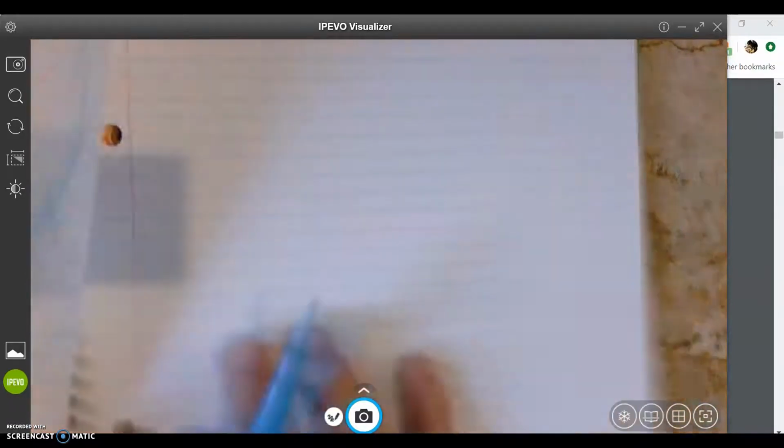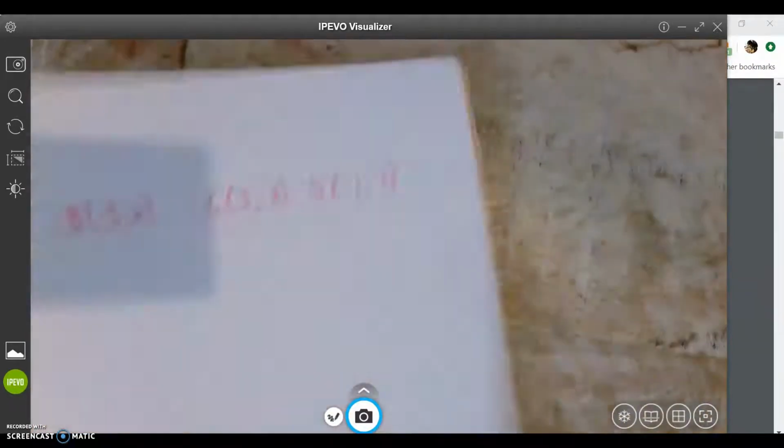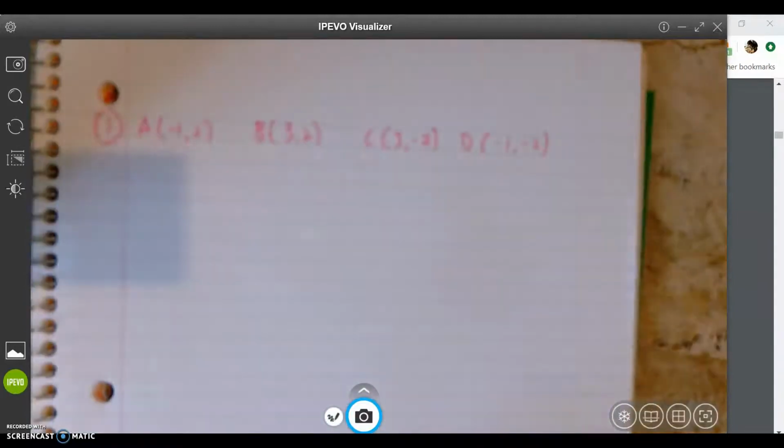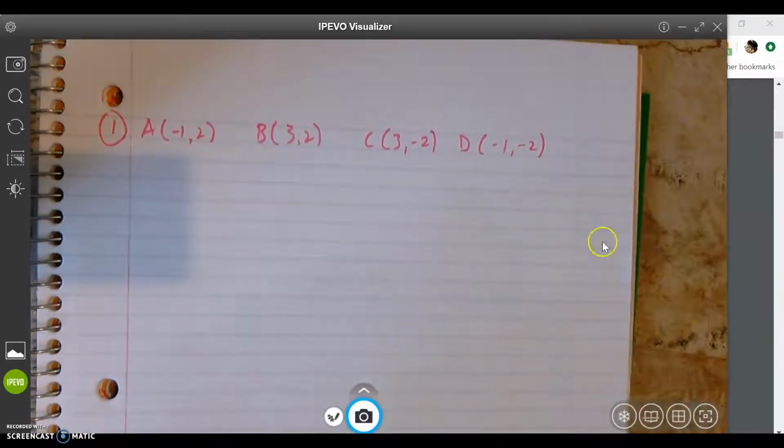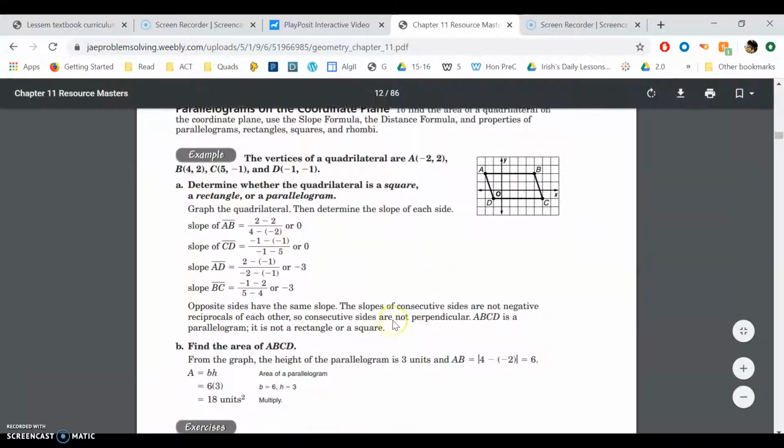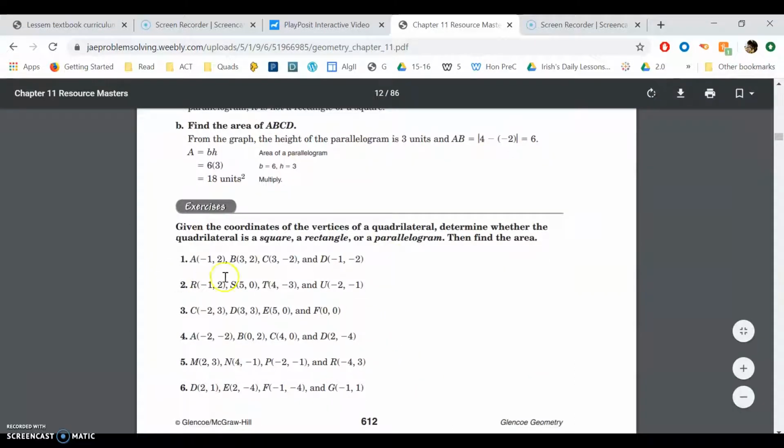Cool. Let's do another one. One more. So we have all of these right here. We're going to do all these. So I'm going to do number 1 right here. Same rules apply. Determine whether it's a square, rectangle, or parallelogram, and then I'm going to find its area. Okay, same process. Here we go.